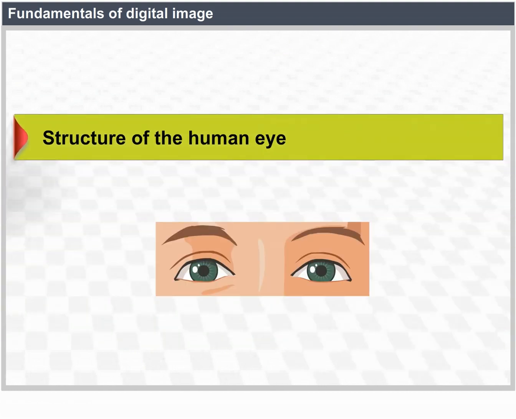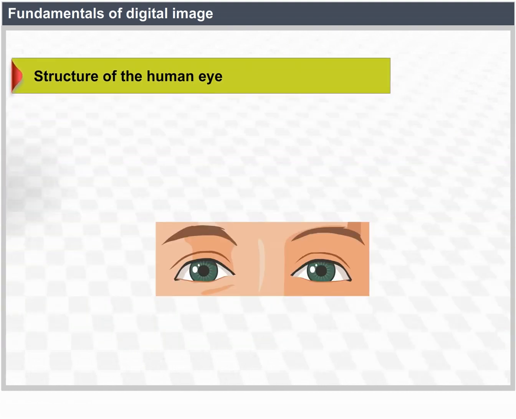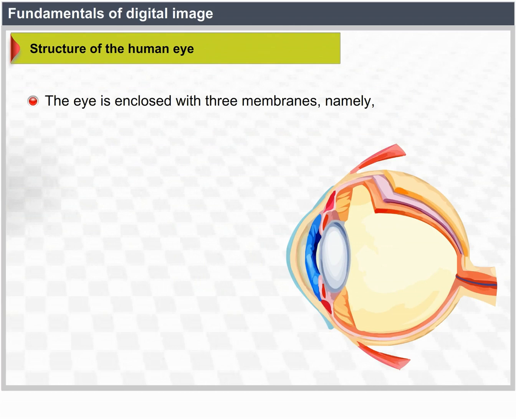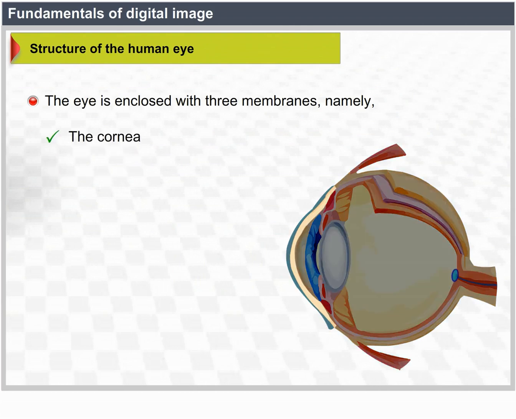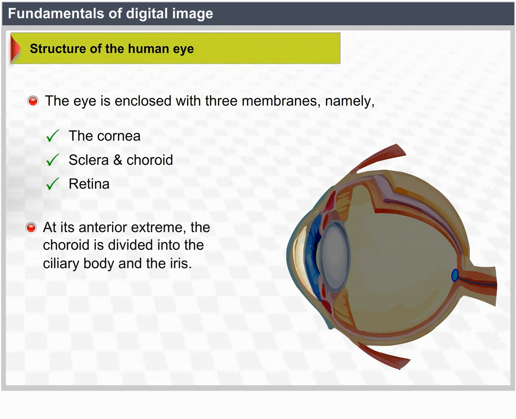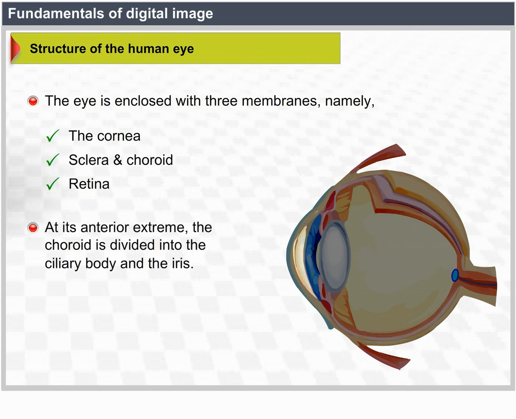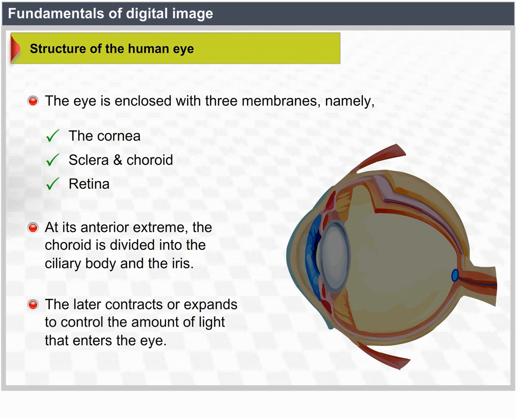Structure of the human eye. 3 membranes enclose the eye. These are the cornea and sclera, the choroid, and the retina. At its anterior extreme, the choroid is divided into the ciliary body and the iris. The latter contracts or expands to control the amount of light that enters the eye.